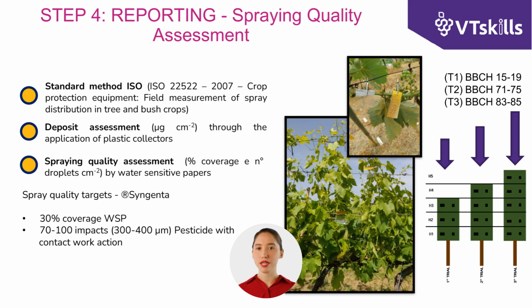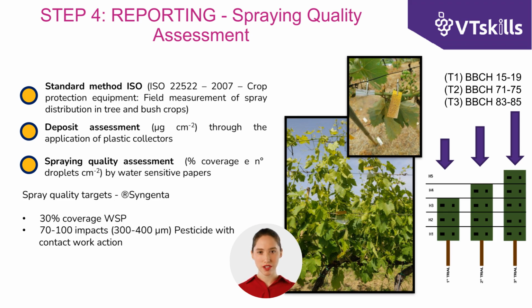These papers are placed at strategic and representative points in the foliage during a treatment, as shown in the picture. After the sprayer passes over, the maps are collected and analyzed visually or using specific software to measure the percentage of surface area covered by the spots and the distribution and size of the droplets. ISO 22522, 2007 provides precise and standardized guidelines for evaluating spray distribution on vertical targets such as the plant walls of vineyards and orchards.